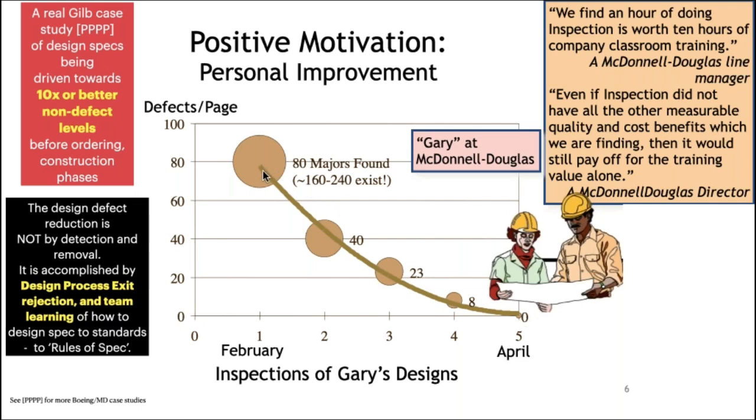But Gary was a very experienced engineer and quite shocked that they were finding 80 major defects in his drawing. By the way, that implies that something like a couple hundred exist, of which we found a fraction, 80. So, just fixing all the 80 really isn't going to help. It's all the ones you didn't fix that statistically are there. That's the problem.